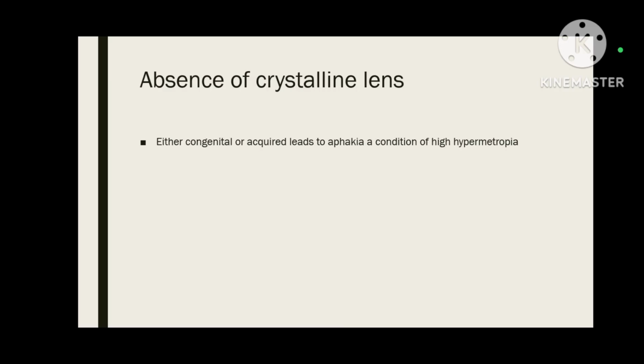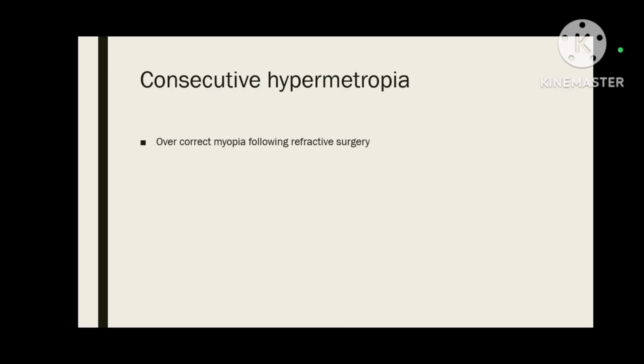Then absence of the crystalline lens, either congenital or acquired, leads to aphakia, a condition of high hypermetropia. Absence of the crystalline lens from the pupillary area results in high hypermetropia. Next one is consecutive hypermetropia: overcorrection of myopia following refractive surgery. Refractive surgery that overcorrects myopia can cause hypermetropia.